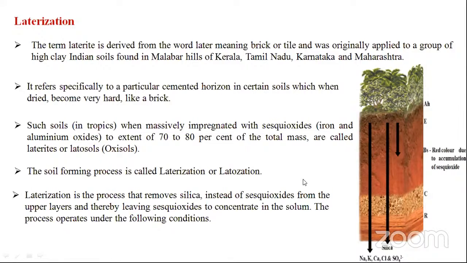The entire silica is completely leached out, leaving the sesquioxides, the iron and aluminum oxides, in this solum, in this horizon. All the silica is leached out. It gives the distinct color of these oxides, the brown or reddish color. When this is exposed to the outer atmosphere, it becomes very hard.